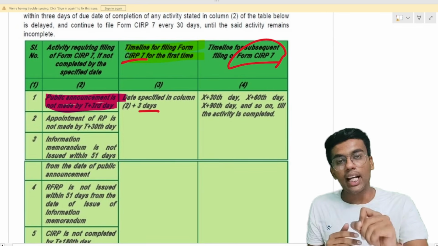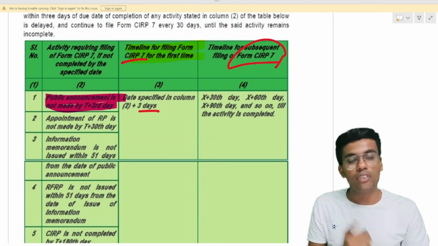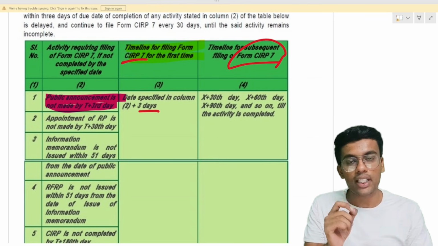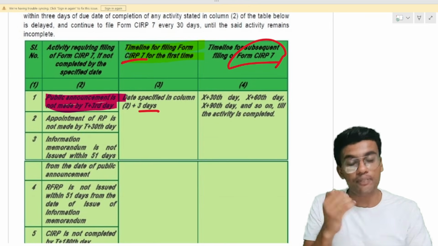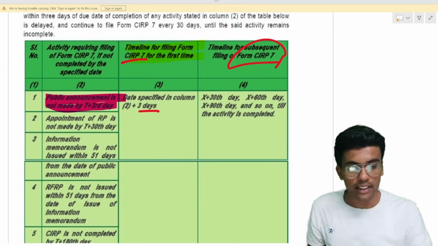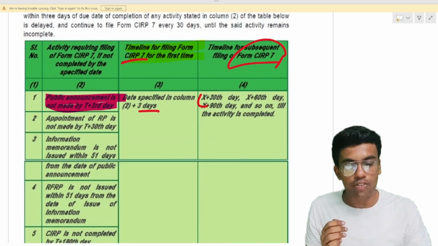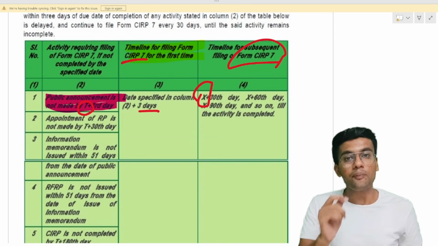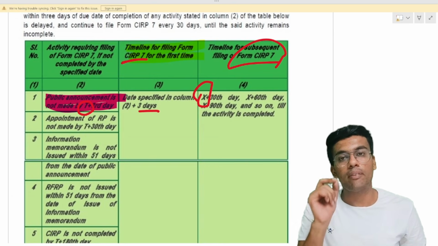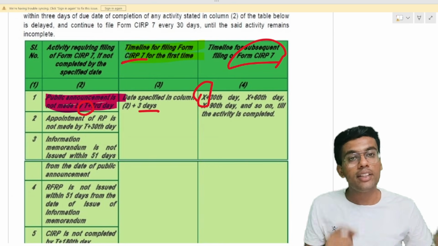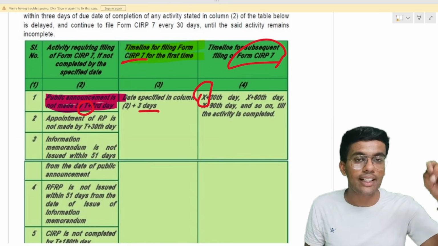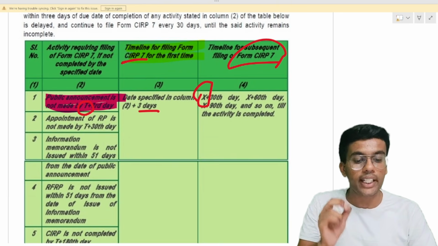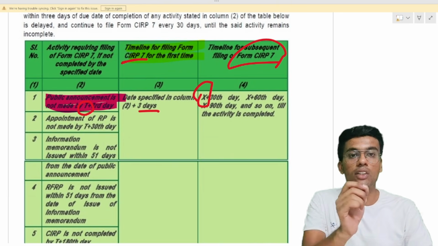The first CIRP form, CIRP form 7, will be filed within the next 3 days from the date of public announcement, if not made. And the subsequent one is to be filed within X plus 38 days. So what is the meaning of X? X means this timeline. This T stands for X. So whatever is the timeline for making the public announcement, within the next 30 days, within the next 60 days, within the next 90 days. So every subsequent 30 days you have to file form CIRP 7 until this requirement is fulfilled.